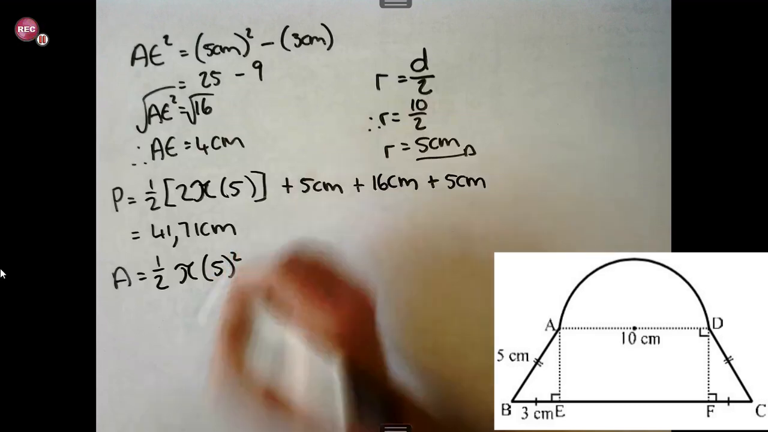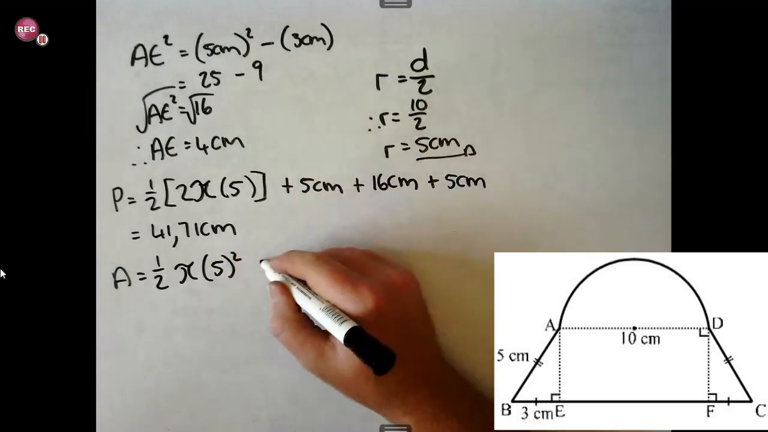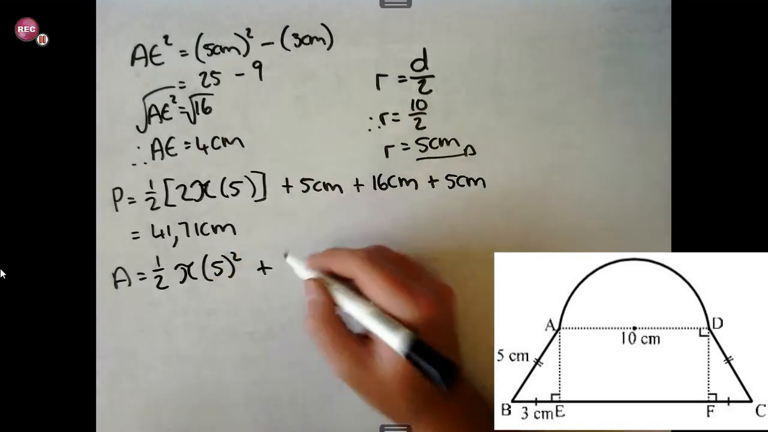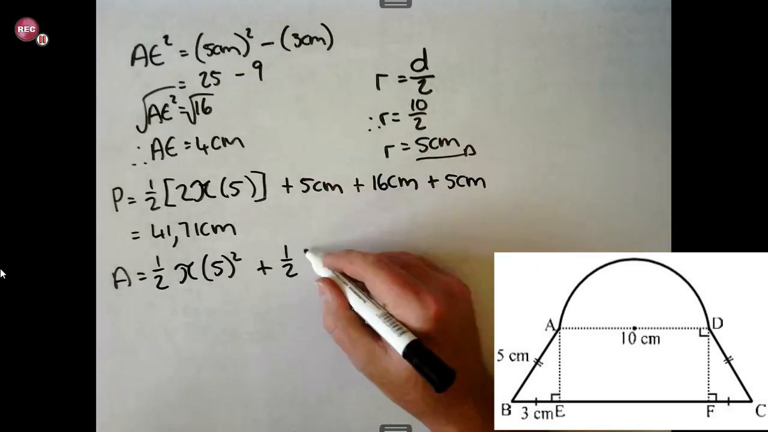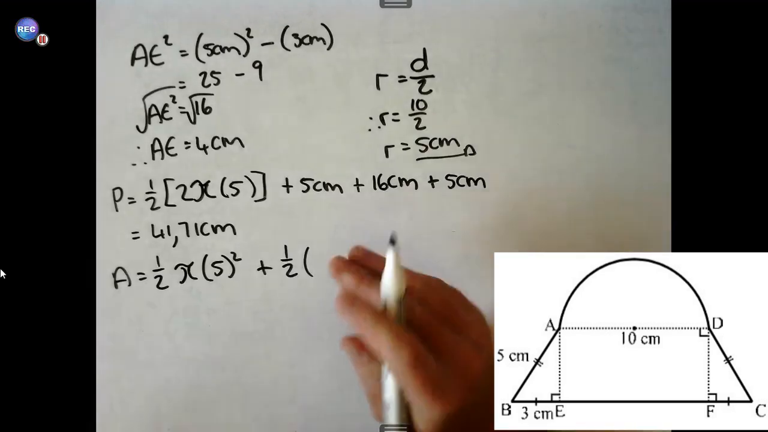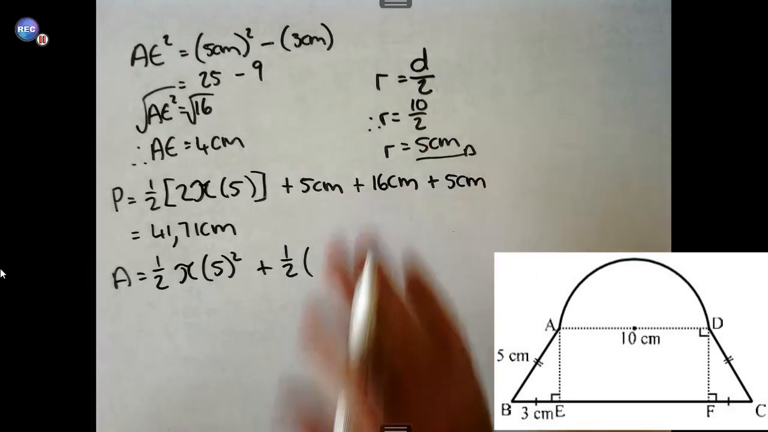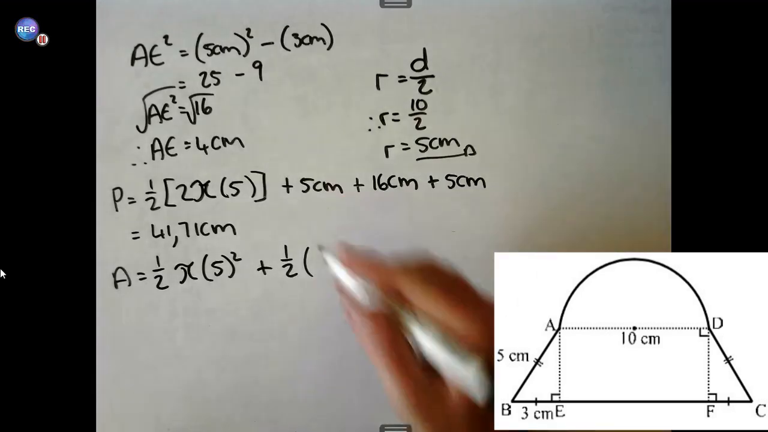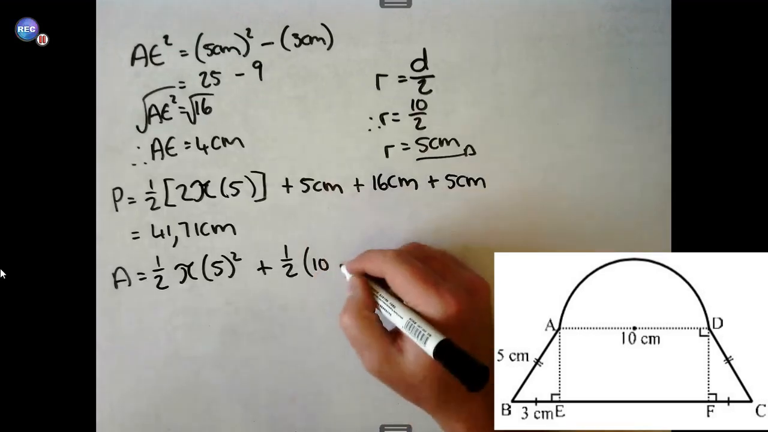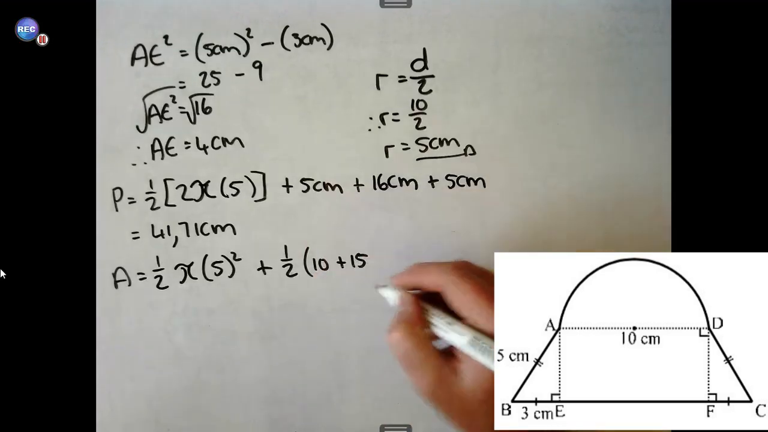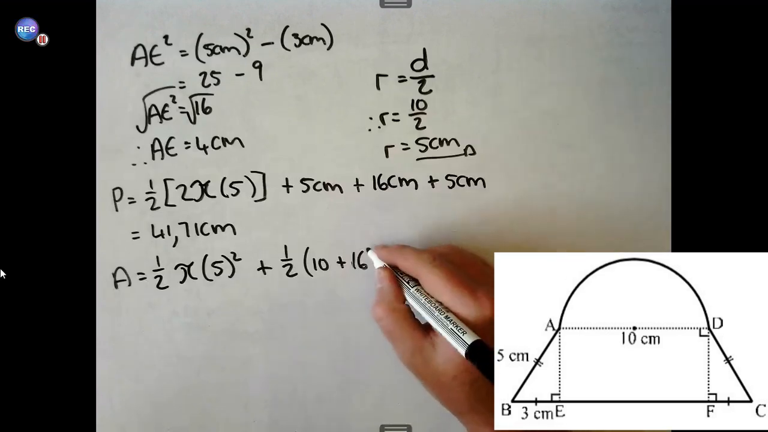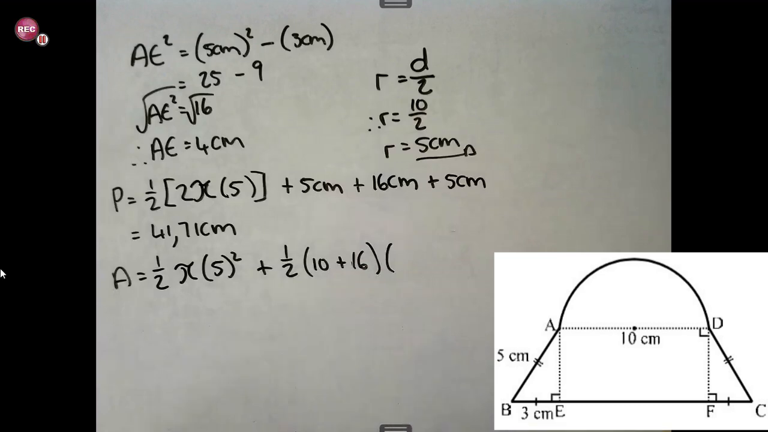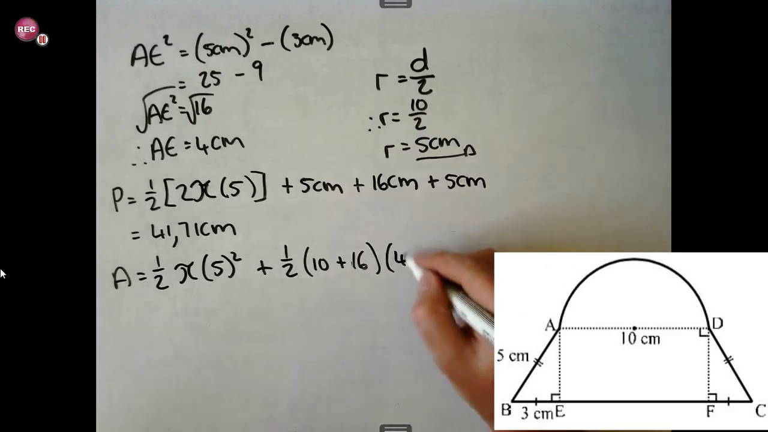5 squared, plus the area of the trapezium. So the area of the trapezium is 1/2. Open it up, then we say the top of the trapezium, which is 10, added to the base of the trapezium, which is not 15, sorry, it's 16, multiplied by the height. And you've calculated the height. The height is 4 centimeters.